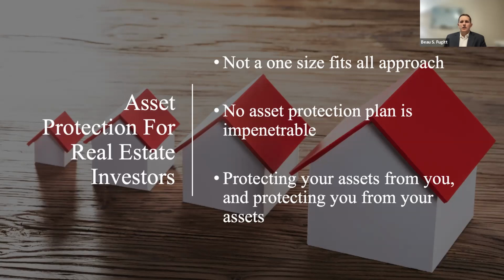But today we're just going to talk about some good strategies to consider and discuss with your advisor when putting together your plan. A good asset protection plan should do really two things. Number one, it should protect you from your assets, and it should also protect your assets from you. So there should be what I refer to as a top-down, bottom-up approach, right?